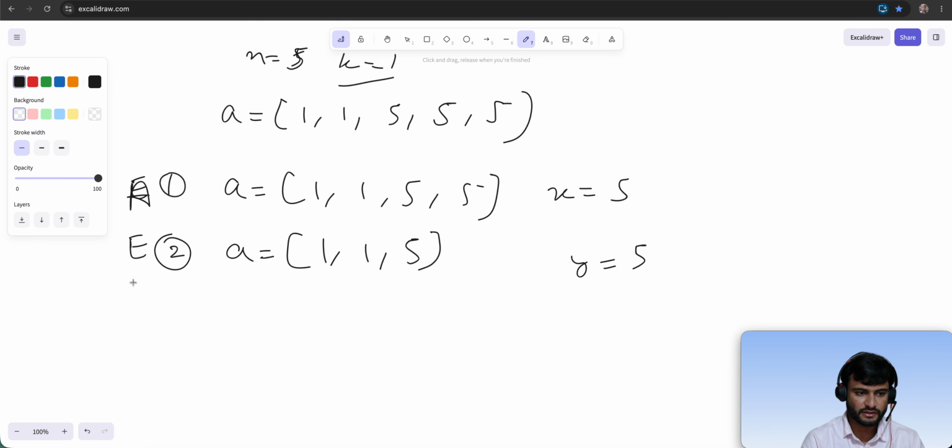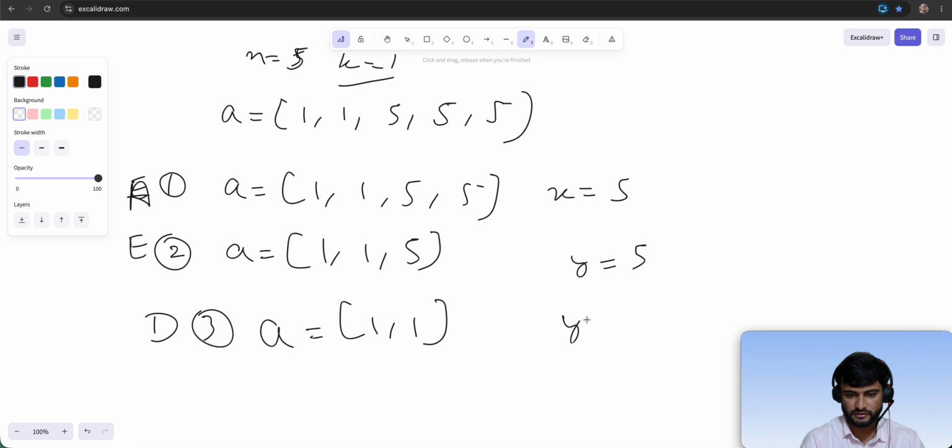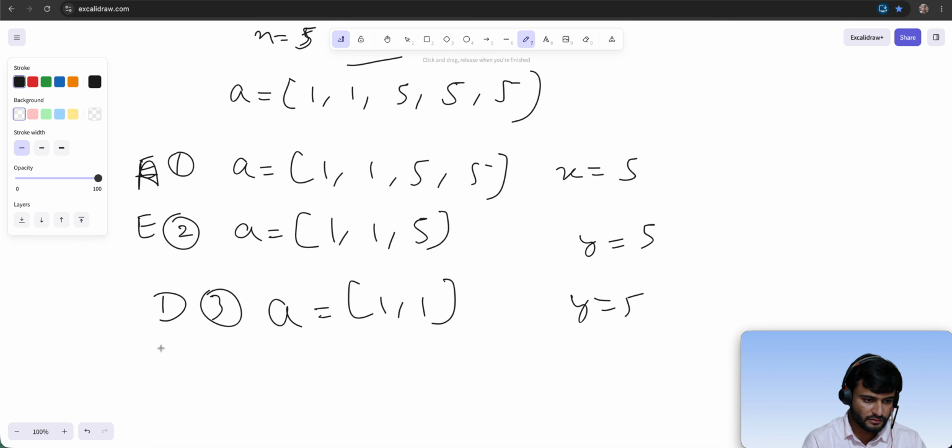Now let's say Dabir's move, third move. He also picks 5, 1, 1, and why he picks 5. Now again, this is Igor's move. Now can Igor pick 1?